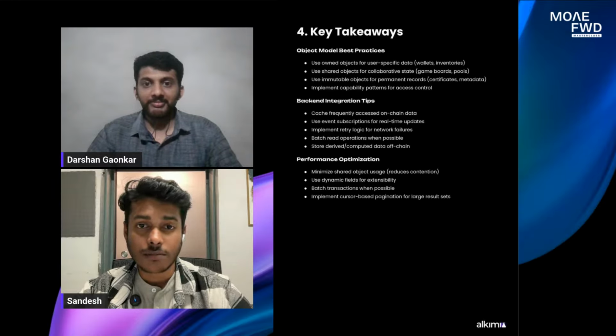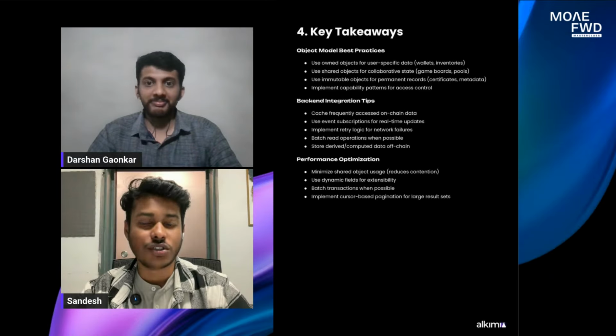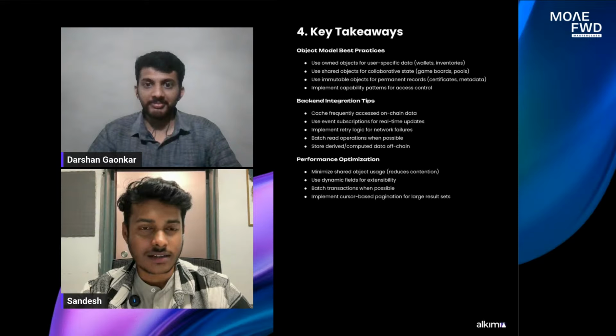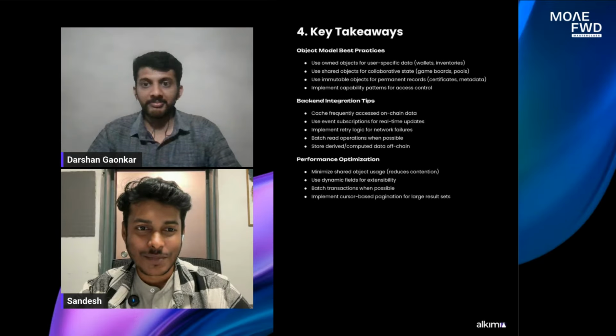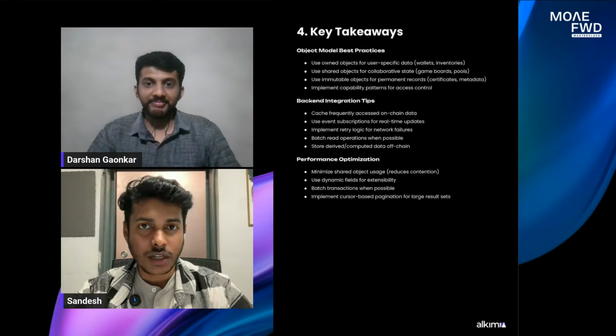Then use immutable objects for permanent records, such as certificates or metadata. These are the type of data which you never want to change. So it is like a const in Web 2, as Darshan rightly mentioned. Next, we have implement capability patterns for access control. This is very important because you need some functions which only admin can call, and some which only users can call.